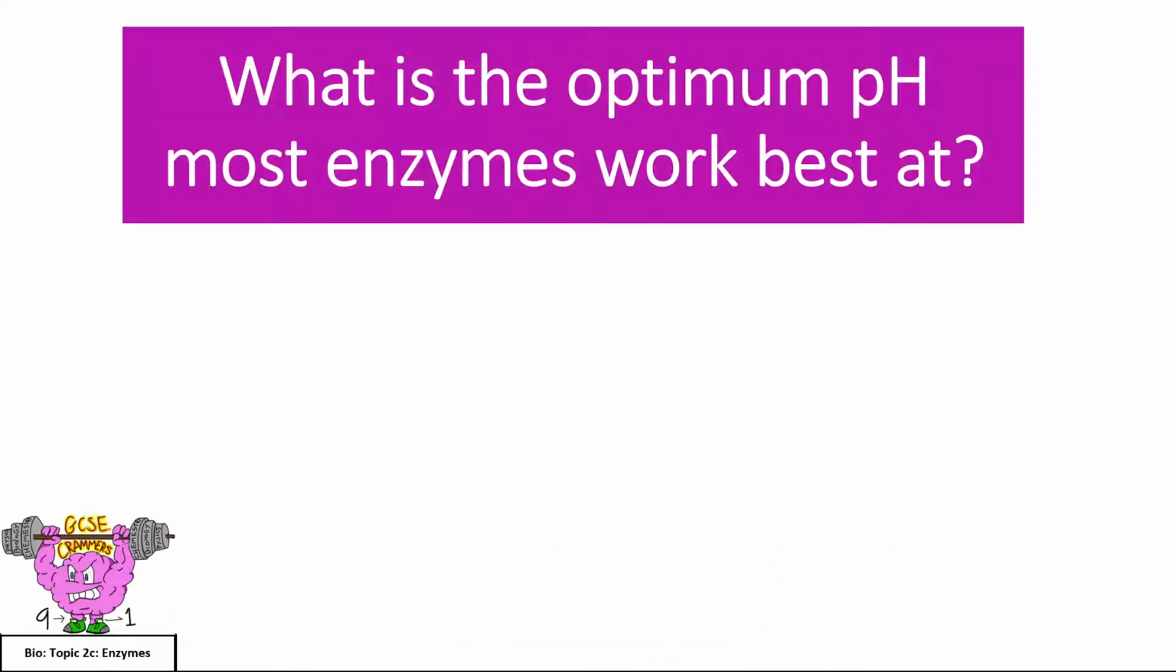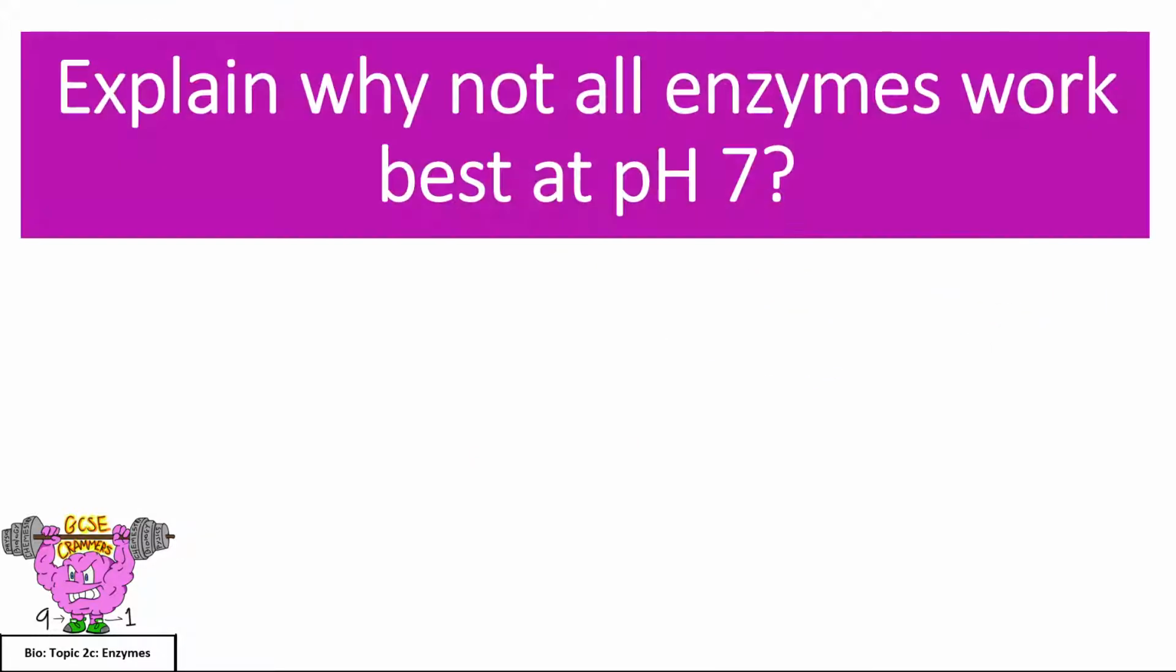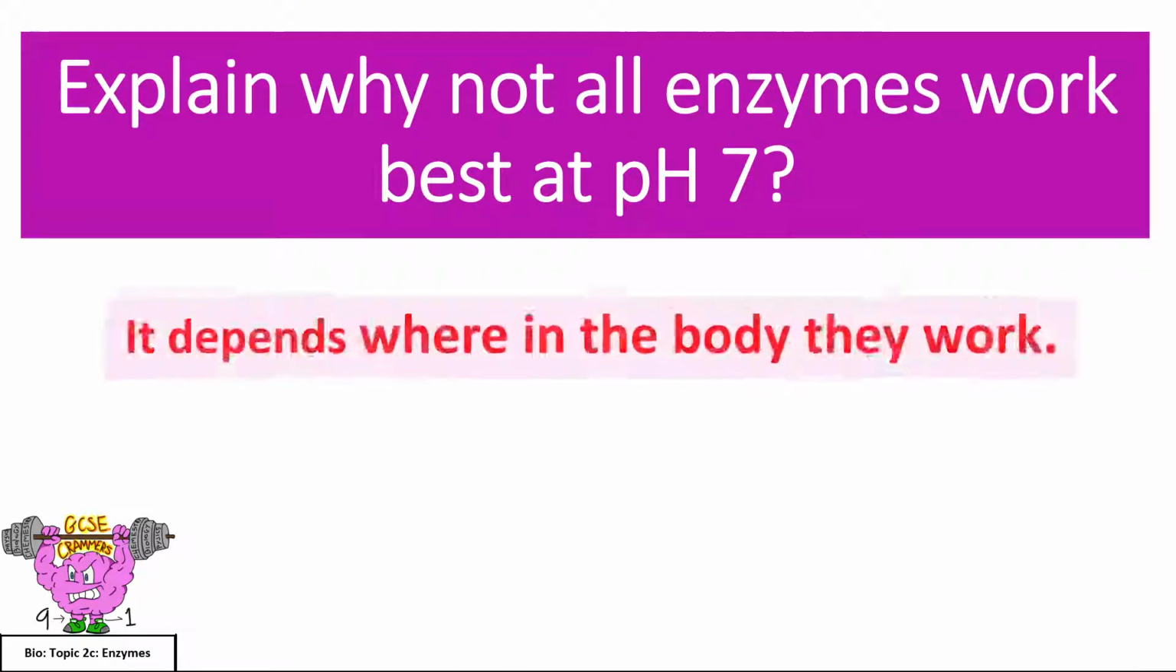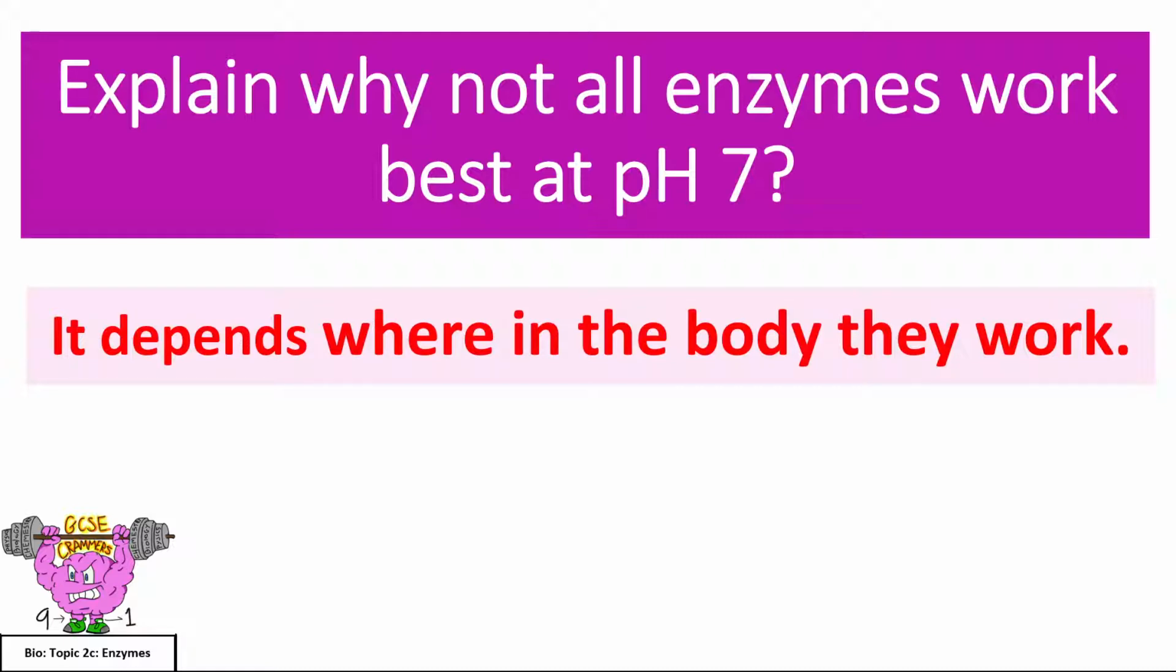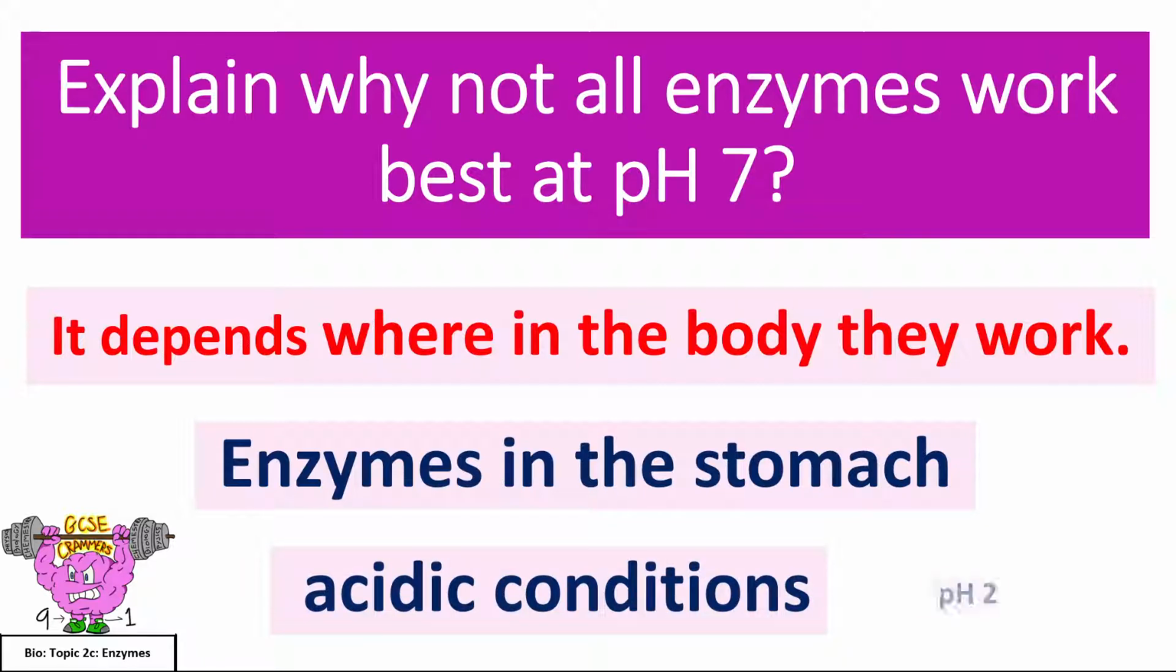What is the optimum pH most enzymes work best at? pH 7. Do all enzymes work best at pH 7? No. Explain why not all enzymes work best at pH 7. Well, it depends where in the body they work. For example, enzymes in the stomach prefer acidic conditions, around pH 2.